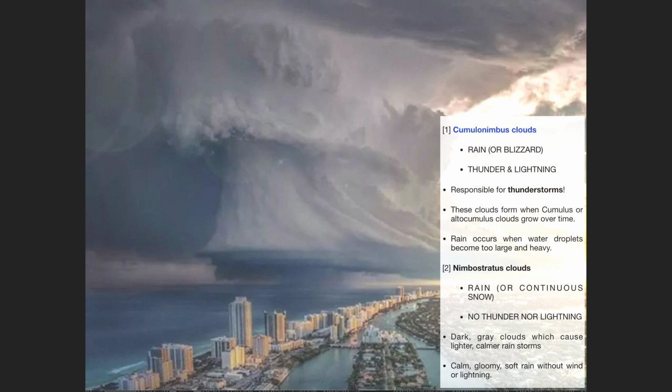Cumulonimbus clouds form when cumulus or altocumulus clouds grow over time. And so since these clouds contain a lot of water droplets, when the water droplets become too large and too heavy that the cloud cannot hold them up, they fall as rain. Also, these clouds are going to produce thunder and lightning. We won't talk about that in much detail here. That'll be the next video where I explain how thunder and lightning actually occur. But for now, understand that cumulonimbus clouds are associated with thunder and lightning. Here's a few other pictures of cumulonimbus clouds.